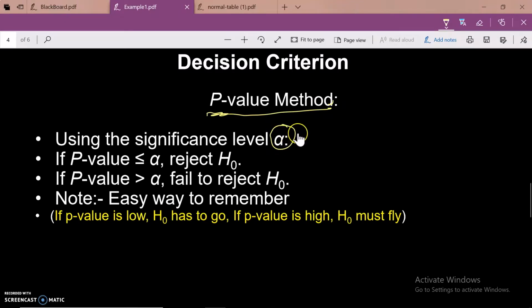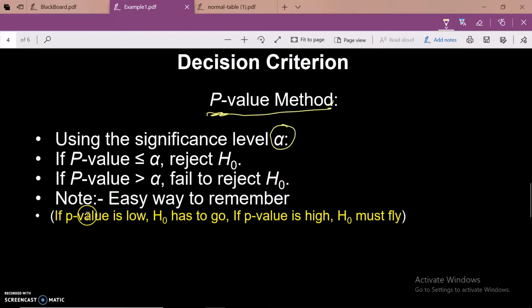And what is alpha? Alpha is the significance level, and it is the complement of the confidence level. Alpha is usually 0.05 or 5%. So we always compare p-value with alpha. And what is the criteria? If the p-value is less than or equal to alpha, then we reject the null hypothesis. And if the p-value is greater than alpha, we say we have failed to reject the null hypothesis.